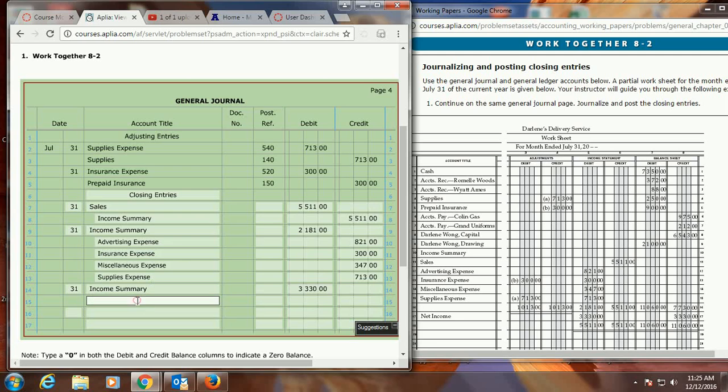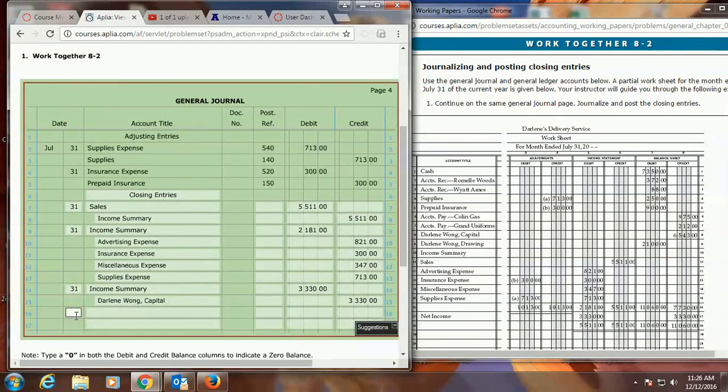And then I'm going to also put it into the capital account. And remember, we're doing it for Darlene's Delivery Service, right? So Darlene Wong, capital, and Darlene Wong is never wrong because she's the boss. And so we're always going to try to do what she has. And that will actually close out income summary.